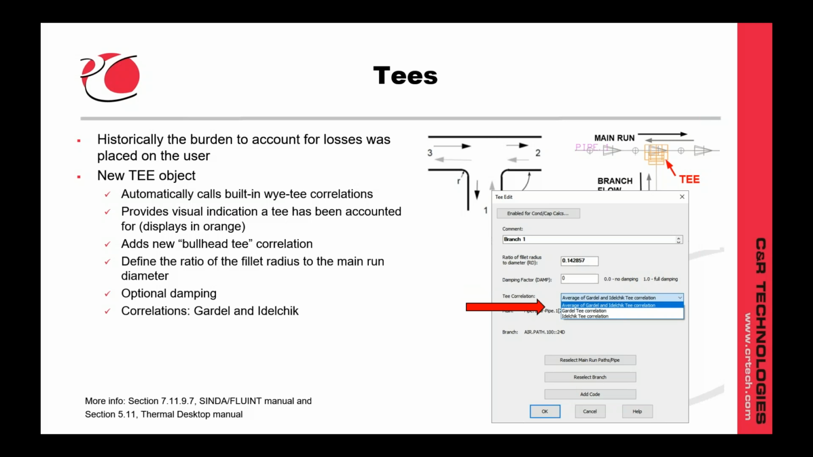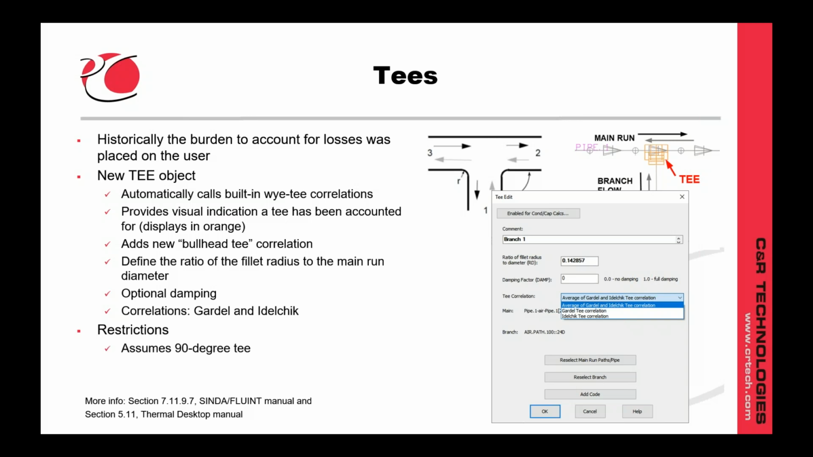FloCAD provides 2 built-in correlations, the Gardel and the Idelchik. The third option uses an average of the two, which is our default selection. In general, the Gardel method is recommended over Idelchik, but the average is a good place to start for most situations.